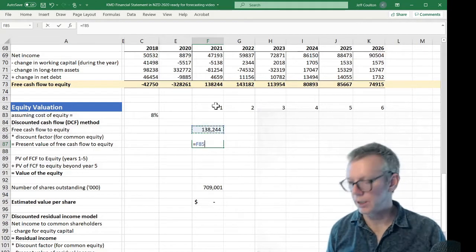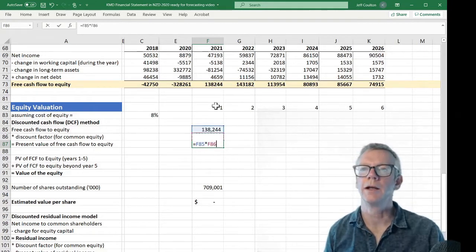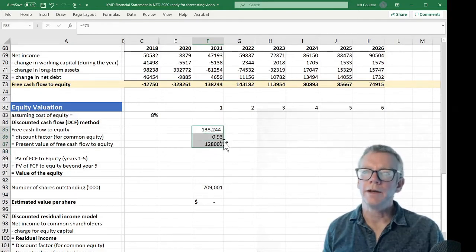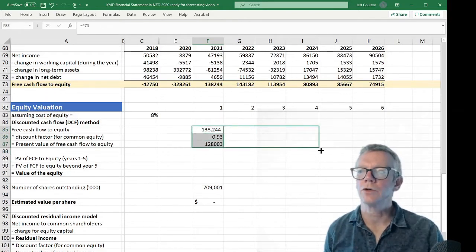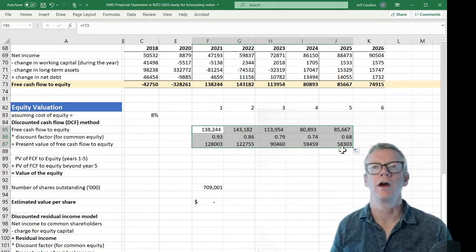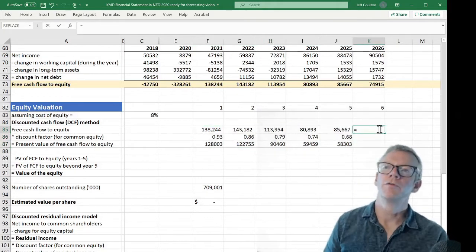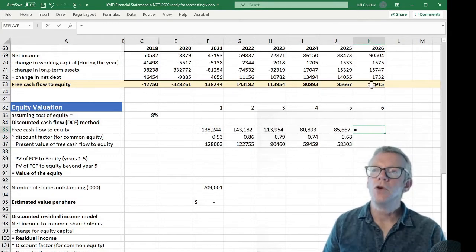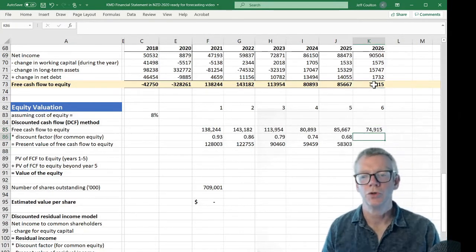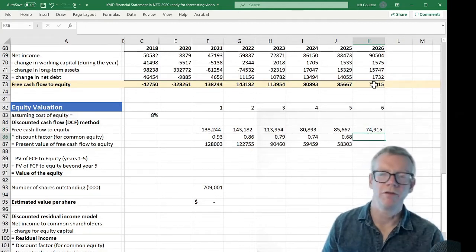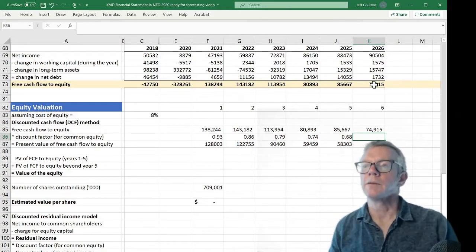Equals free cash flow multiplied by discount rate. I can then drag that across for the first 5 years. That gives me my first 5 years worth of free cash flows. I'm not going to do that for the terminal year or the year 6 free cash flow because that's going to form my annuity or my final year perpetuity.